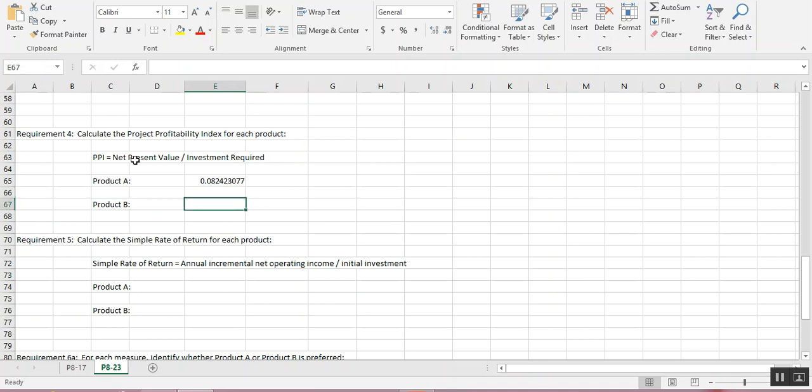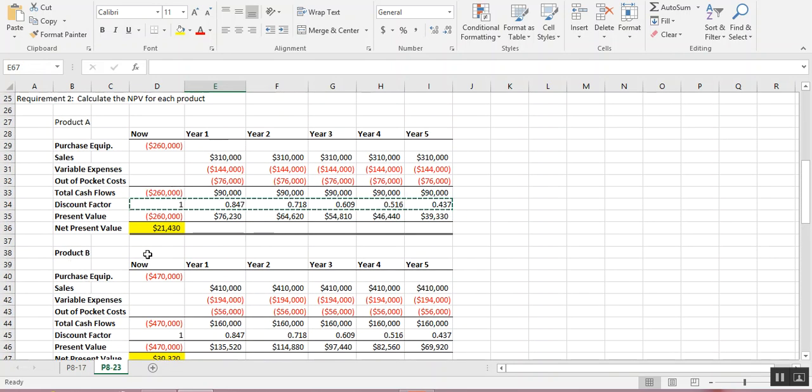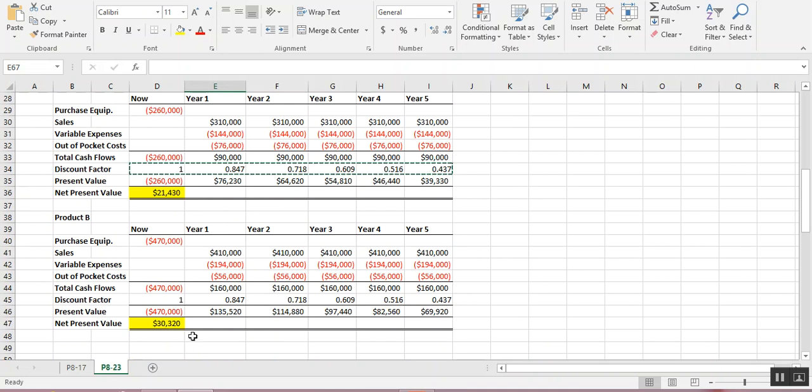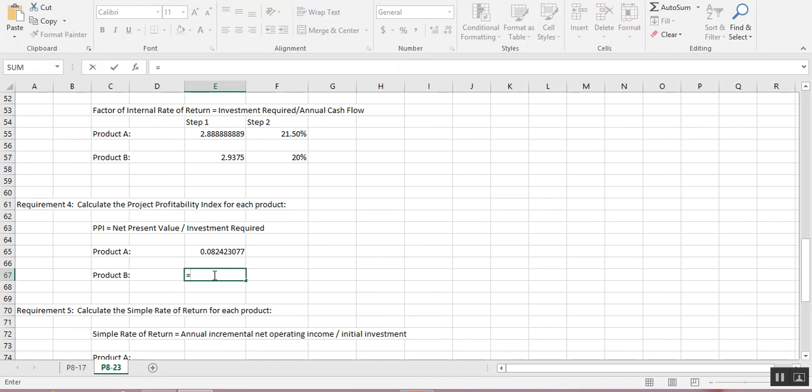For product B, again, we're going to look at the net present value. So we're going to go up here to requirement 2, I think it was, to our chart for product B. The net present value was $30,320. So we're going to jump back down here. Sorry for all the scrolling. I need a really huge laptop, I guess, so I don't have to do that. Okay, so $30,320. And we're going to divide that by $470,000, which was the amount that we initially paid out. It gives us a project profitability index of about 0.06. So that's all there is to requirement 4.